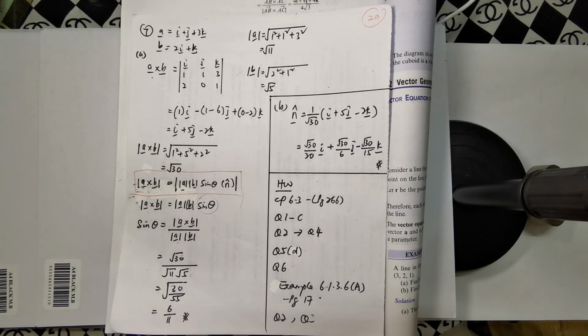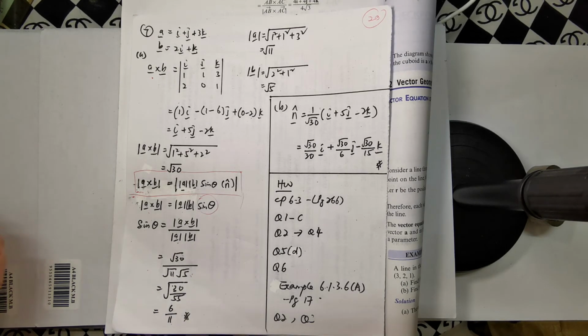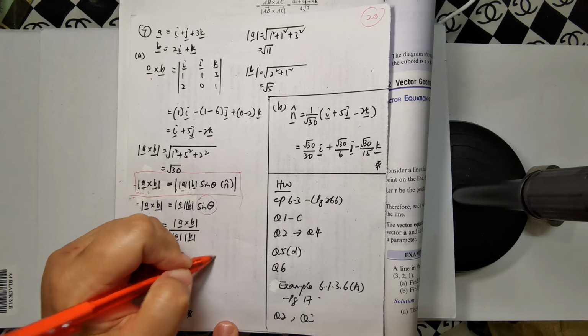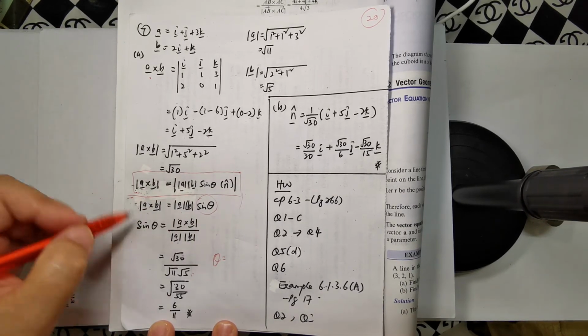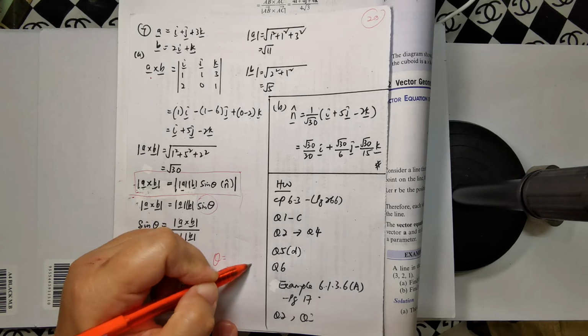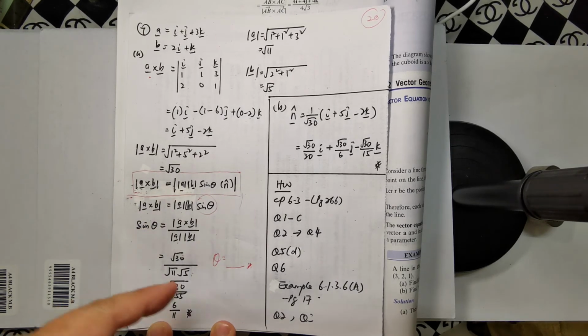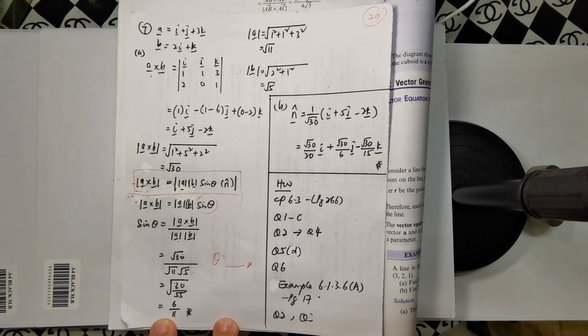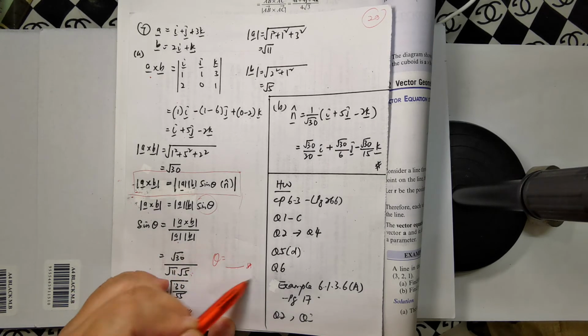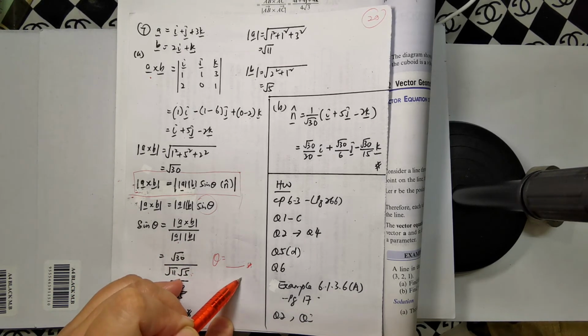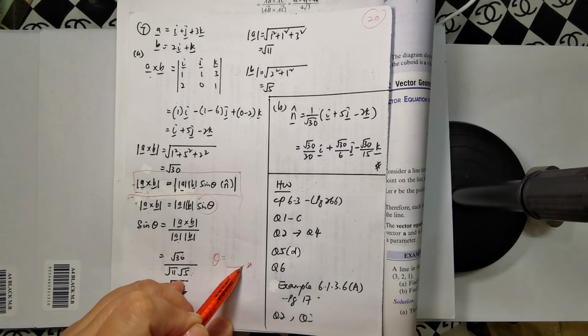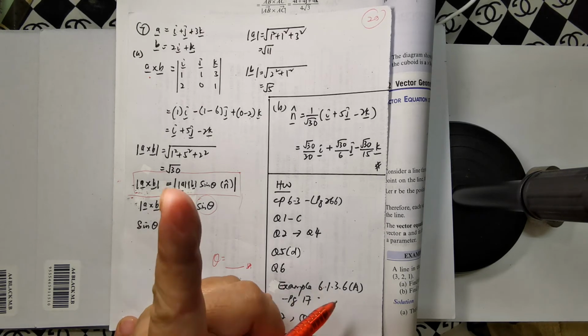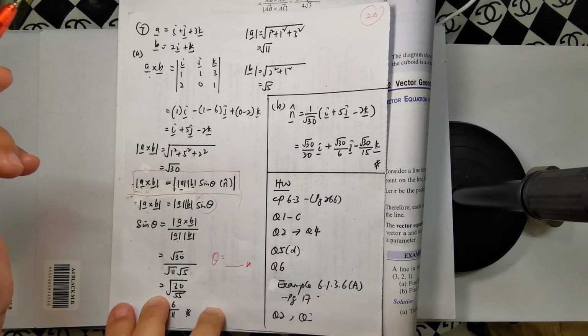So the question only wants sine theta. If the question wants you to find the angle, then you just press the calculator again, theta is the inverse sine of 6 over 11. But for this question, they just want the value of sine theta. They don't ask you to calculate theta. Remember, if you are asked to calculate the angle, the angle in degrees must be to 1 decimal place.